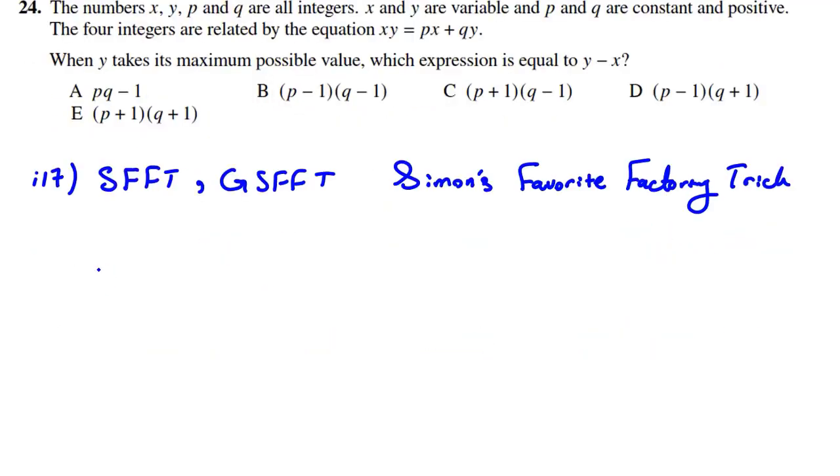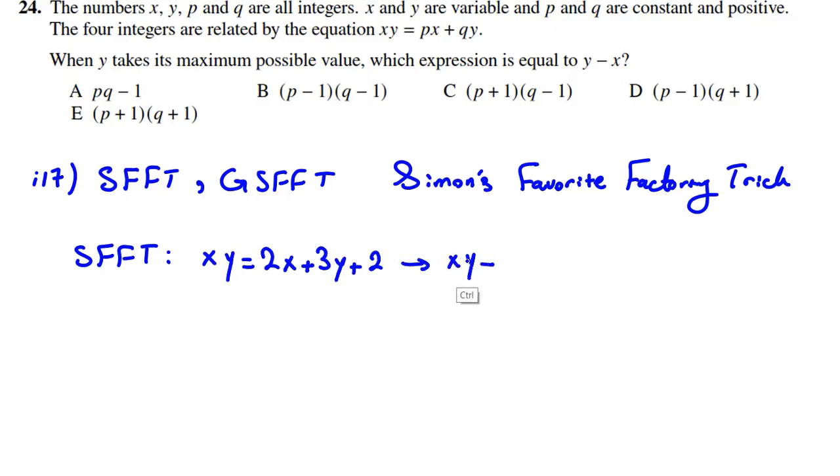Let me tell you what it is. For example, suppose we want to solve one problem from SFFT, one problem from GSFFT. The first one is xy equals 2x plus 3y plus, for example, 2. We want to find x and y, and x and y are integers. So let me tell you how you can prove it. You take 2x, 3y to the left hand side, it will be xy minus 2x minus 3y equals 2.